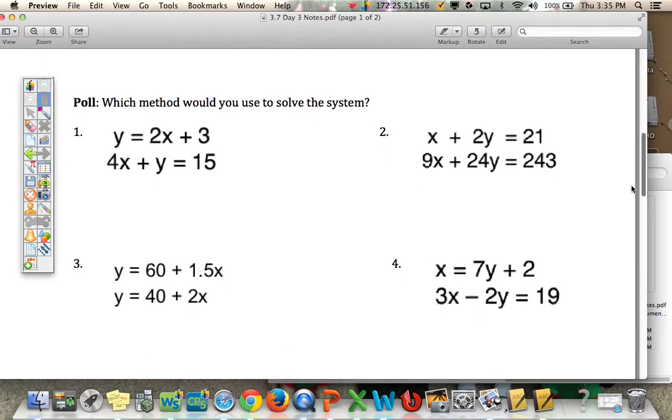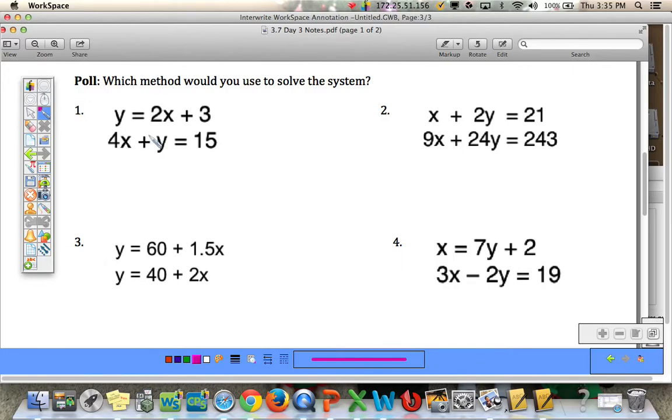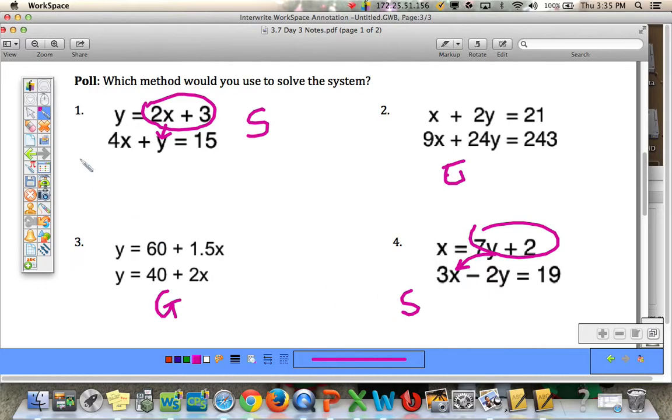So we'll do a poll in class. Which method would you use to solve each system? Elimination, substitution, or graphing? For this one, substitution, you could very easily take this and stick it in for y. This one I would say elimination, because the x and the y's are stacked. This one I would use graphing because you have y equals for both. And this one again I would use substitution because you could substitute in for x.